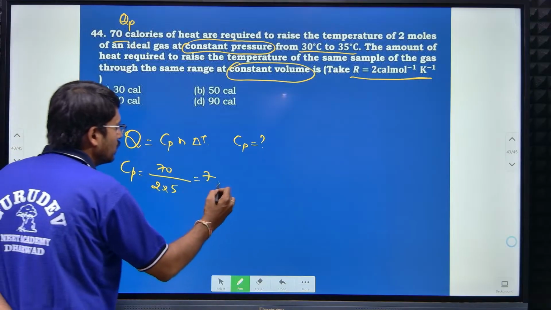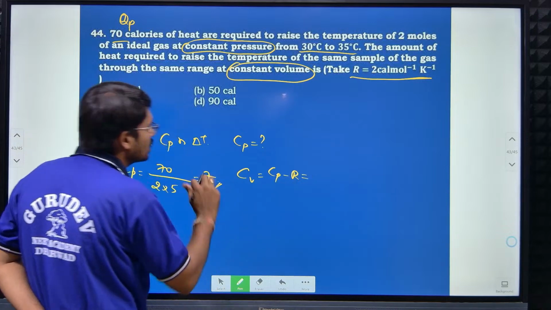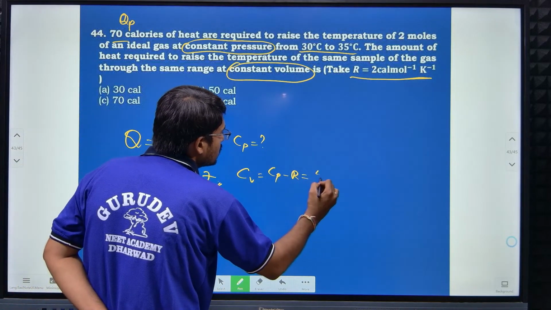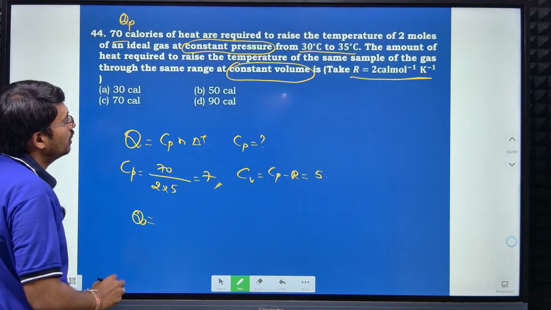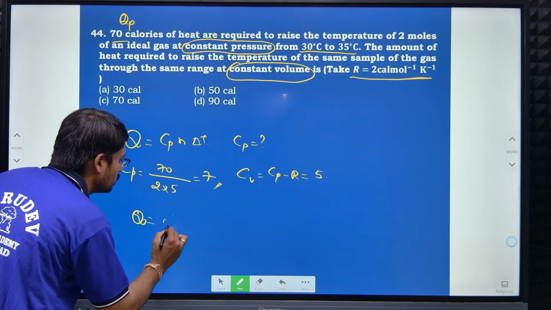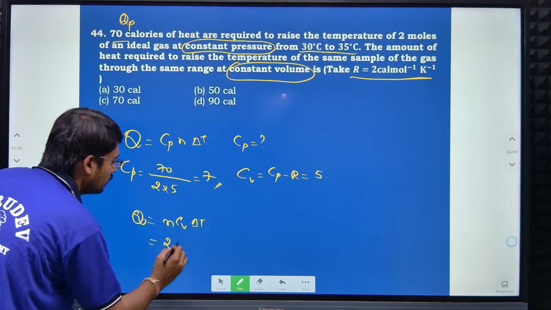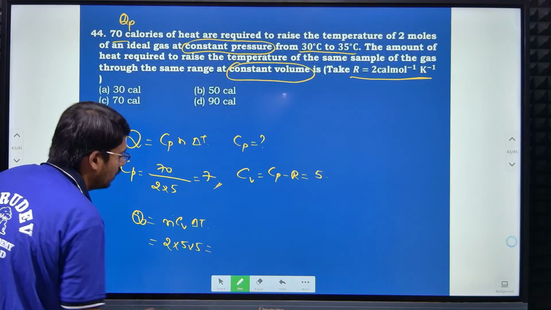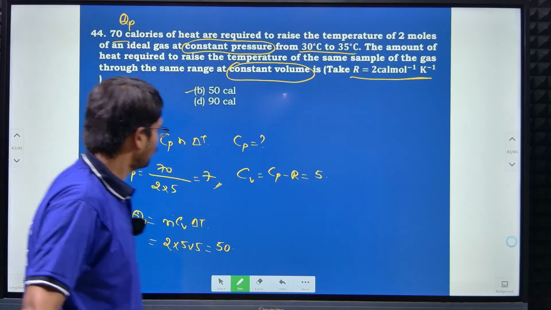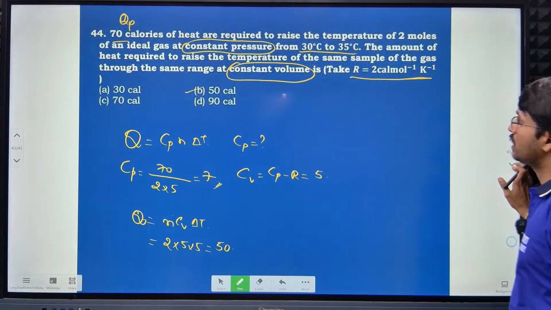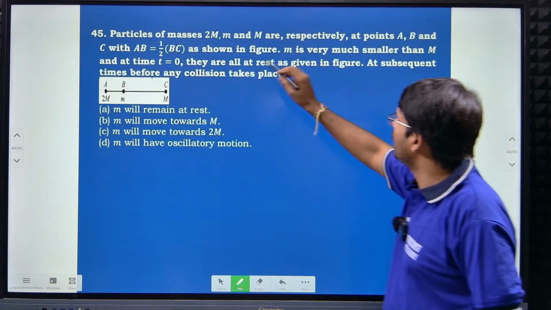If Cp is this much, what is the Cv then? Cv is Cp minus R, so 7 minus 2, just 5. If it is 5, what is the heat energy required? The equation is n Cv delta T. We know n is 2, multiplied by 5, so that will be 50 calories.